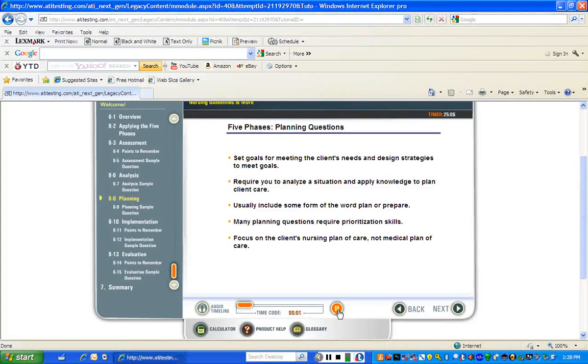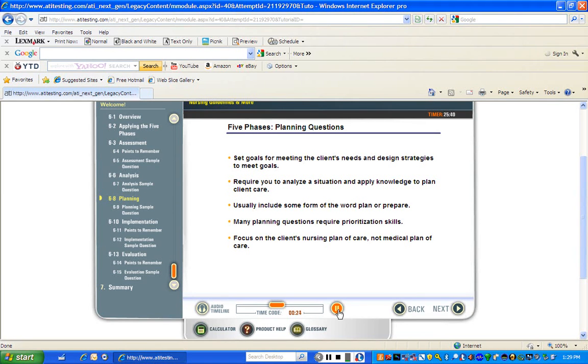Since the next phase of the nursing process is planning, we will look at planning questions next. Remember that during the planning phase, the nurse must develop and modify nursing care plans and set goals for meeting the client's needs and designing strategies to meet those goals based on the nursing problems or diagnoses identified. Therefore, planning questions require you to analyze a situation and apply knowledge to plan client care.